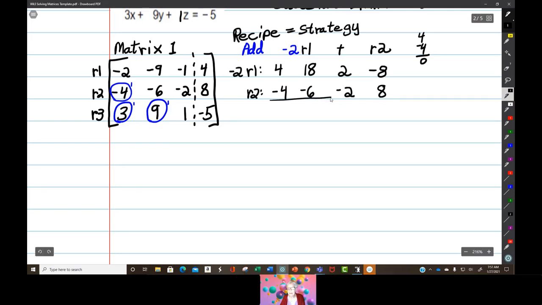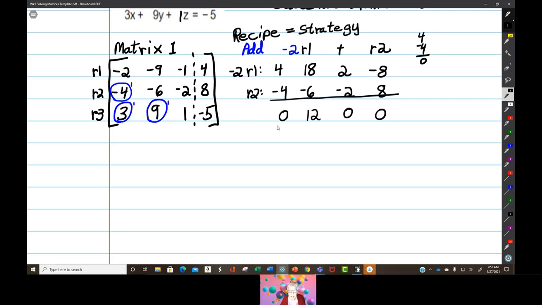And now I'm going to add vertically. 4 plus negative 4 is the same thing as 4 minus 4, and that's 0. 18 plus negative 6 is the same thing as 18 minus 6, which is 12. 2 plus negative 2 is the same thing as positive 2 minus 2, that's 0. And negative 8 plus 8 is 0. This is my answer, when I take negative 2 times row 1 and I add it to row 2.